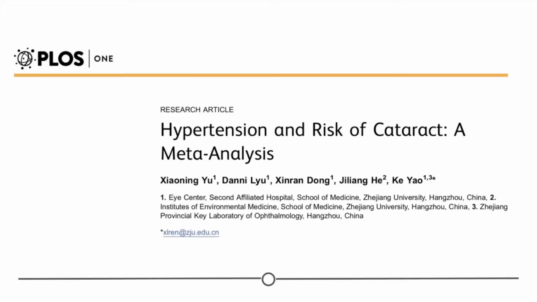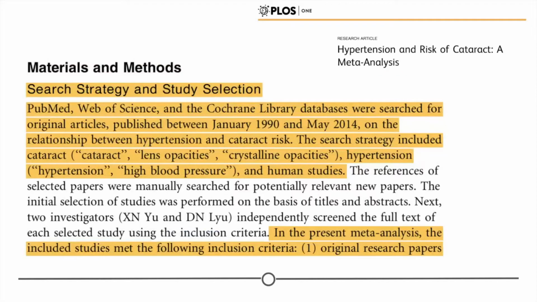Let's take a look at an example of a meta-analysis. This study explores the relationship between hypertension and risk of cataract. Let's take a look at the methods section, where we can find the answers to our questions about methods. Here you see in the search strategy and study selection section, it reads: PubMed, Web of Science, and the Cochrane Library databases were searched for original articles published between January 1990 and May 2014 on the relationship between hypertension and cataract risk. The search strategy included cataract, hypertension, and human studies.